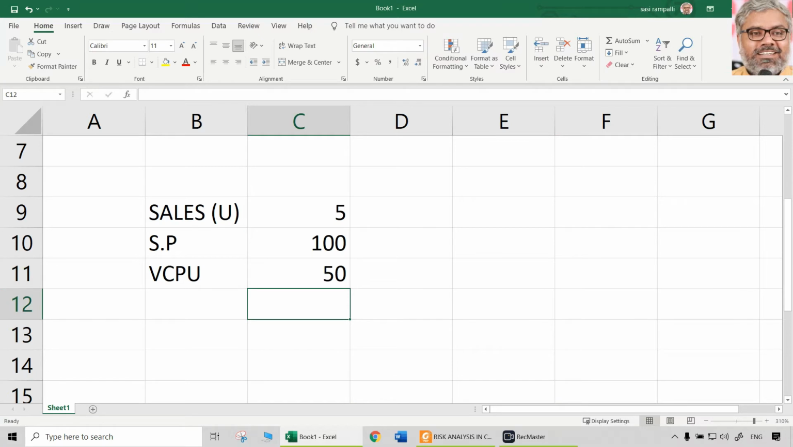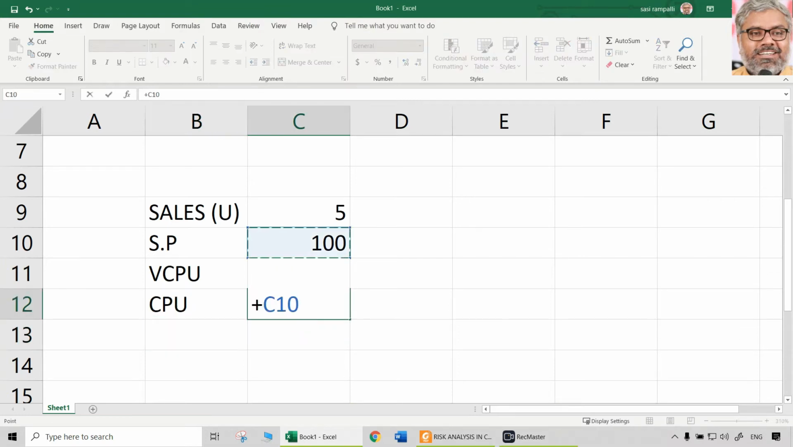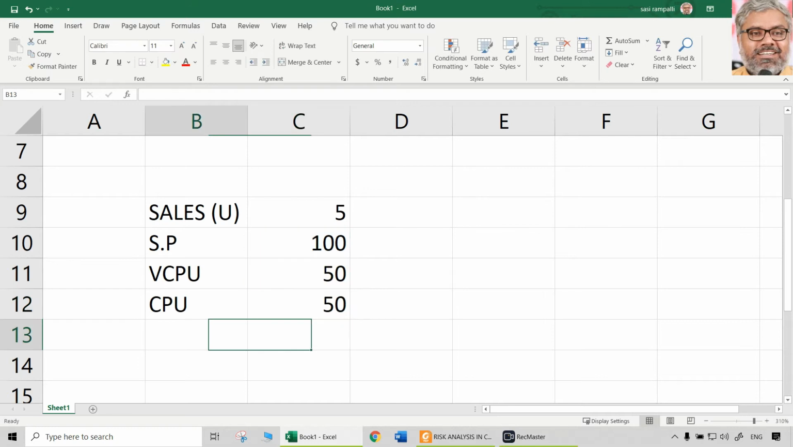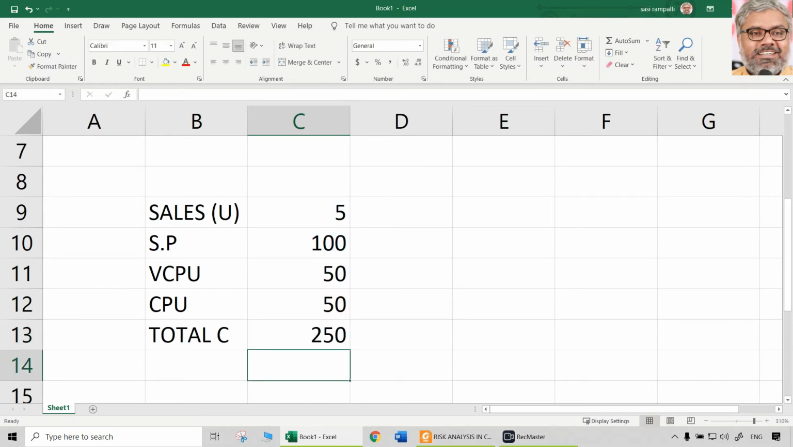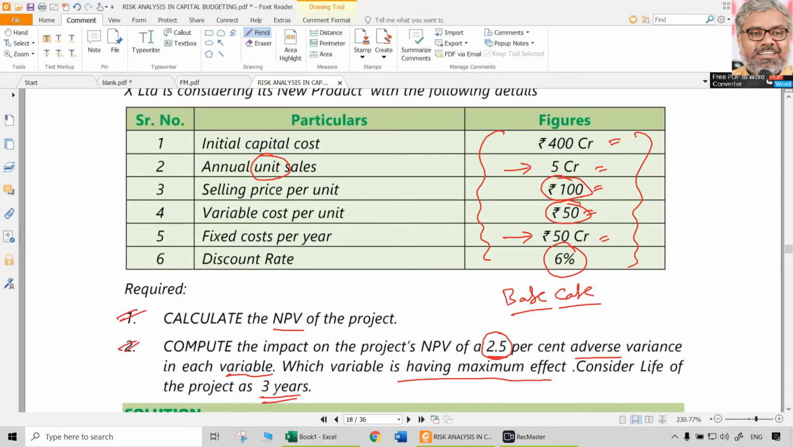Each factor has to be taken because we have to change each of them later. That's why take each of the factors: number of units, selling price, and variable cost per unit. Then naturally we get contribution per unit, which is selling price minus variable cost per unit. So total contribution: number of units 5 crores multiplied by contribution per unit 50 rupees. So 250 crores is going to be the total contribution in crores.